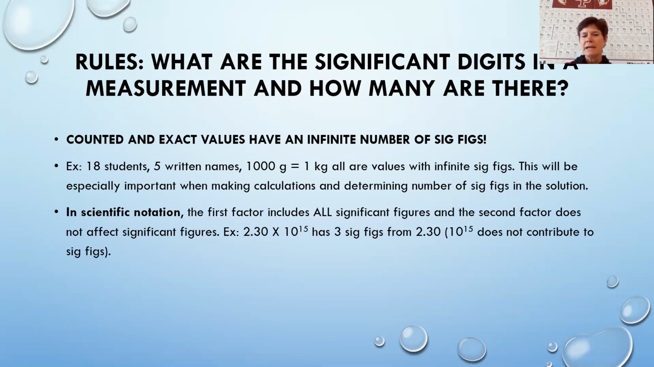In scientific notation, the first factor includes all significant figures, and the second factor does not affect significant figures. So for example, 2.30 times 10 to the 15th has 3 sig figs. That comes from the 2, 3, and 0. 10 to the 15th does not contribute to sig figs.